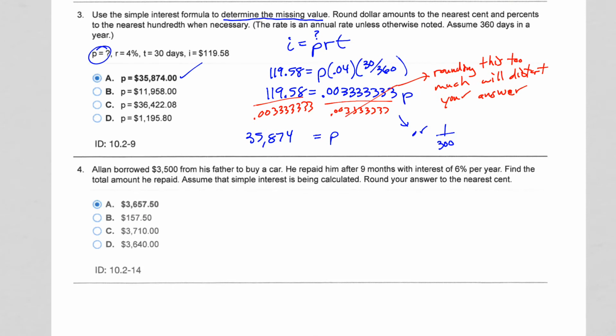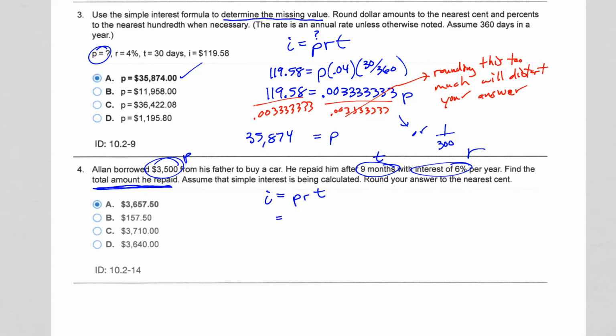Alan borrowed $3,500 from his father to buy his car. That's important. That's the principal, so we'll call that P. 9 months. That's the time. Interest of 6%. That is the R. Now the question is, find the total amount he repaid. Okay, so this is not an interest question like we've just done. This is going to give us the interest being charged to this loan, but it's not going to be the final answer.